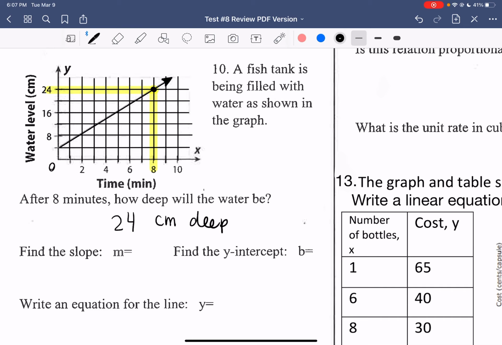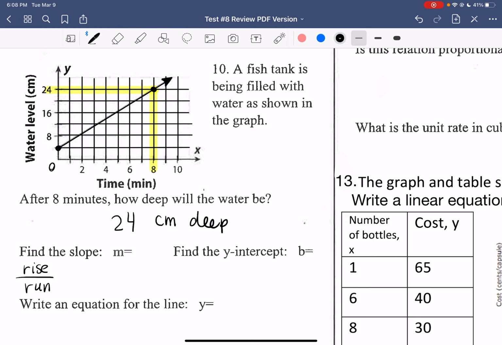So now we're asked to find the slope of this line. In order to find the slope, we need some points on the graph. And I know that the graph crosses the y-axis there. So what we could do is use the slope formula. We could find the coordinate pair, but it might be easier to just do the rise over run.